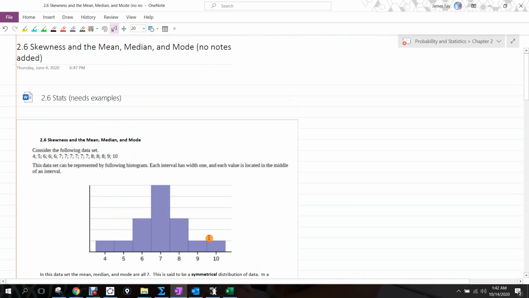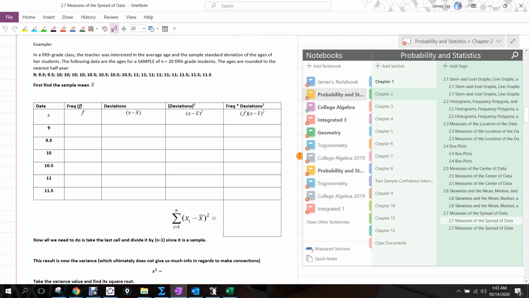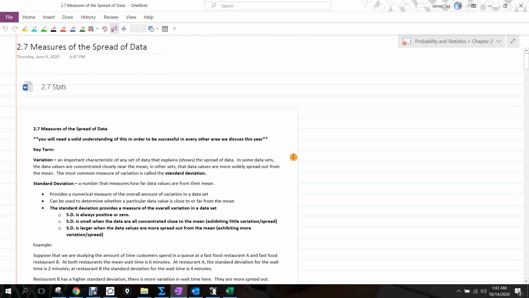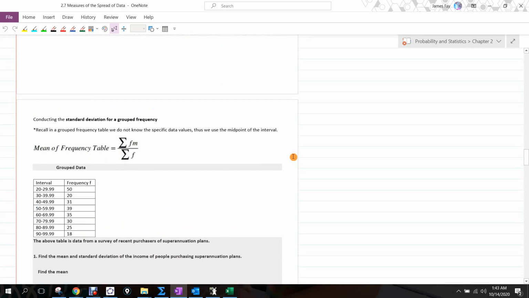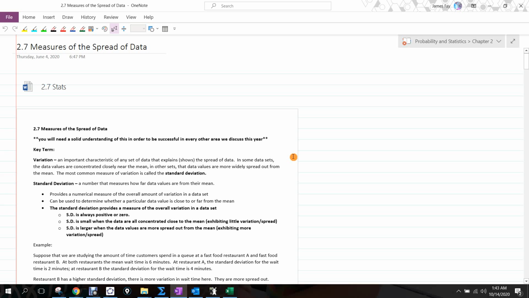We will be spending several days on 2.7, which is the next thing we do: standard deviation, variance, and z-scores. My plan is that at the conclusion of 2.7, we'll have a unit test. That will be coming up probably mid to late next week, so be on the lookout for that. I'll send that out in an email as well.